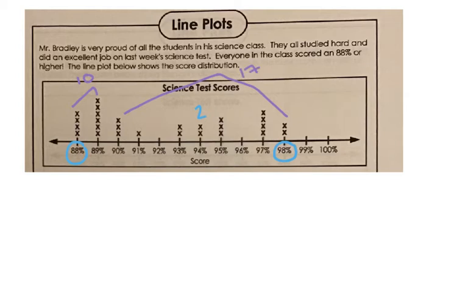How many students scored 93% or less? So you're going to start with 93, and you're going to go to the 88% and add those up for an answer of 16. And how many students are in Mr. Bradley's science class? To answer this question, you are simply just going to add up all the X's together for an answer of 27 students.